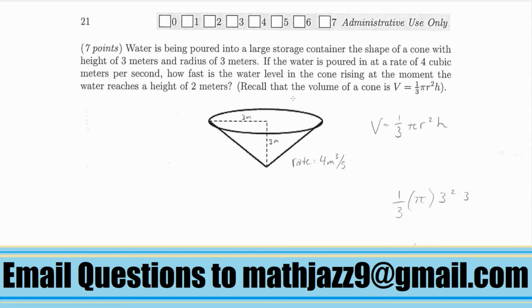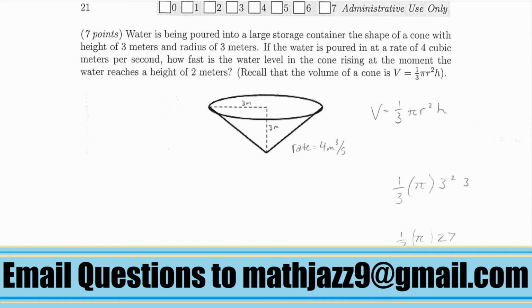Our next problem looks like a related rates problem. Water is being poured into a large storage container, the shape of a cone with height 3 meters and radius 3 meters. We gave you a picture so that you know the orientation of the cone. That is important. Here's our cone that I'm drawing. If the water is poured in at a rate of 4 cubic meters per second, how fast is the water level in the cone rising at the moment the water reaches a height of 2 meters? Recall that the volume of a cone is V equals 1/3 pi r squared h.